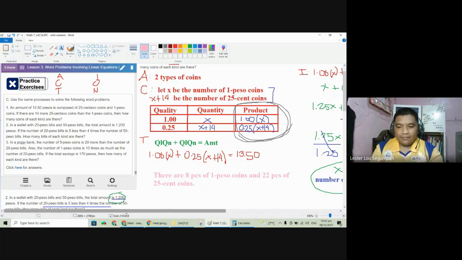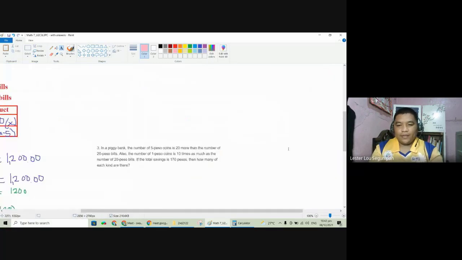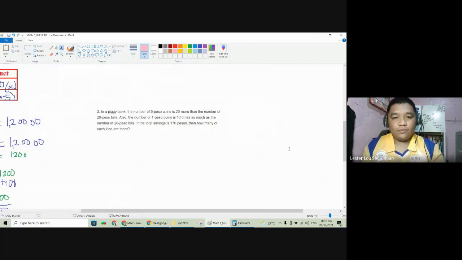So the last item is for this one. In the piggy bank, the number of 5 peso coins is 20 more than the number of 20 peso bills. Also, the number of 1 peso coins is 10 times as much as the number of 20 peso bills. If the total savings is 170 pesos, then how many of each kind are there?